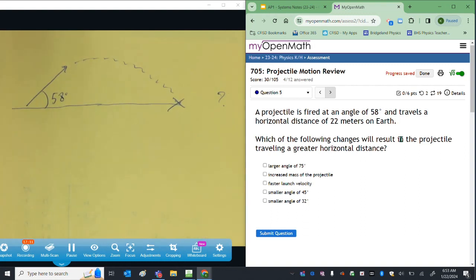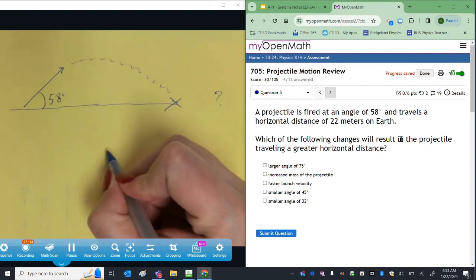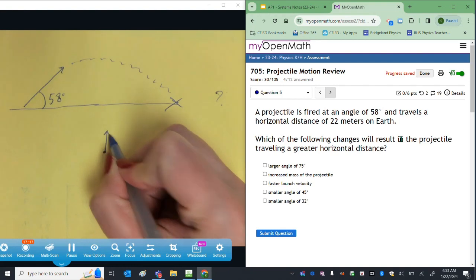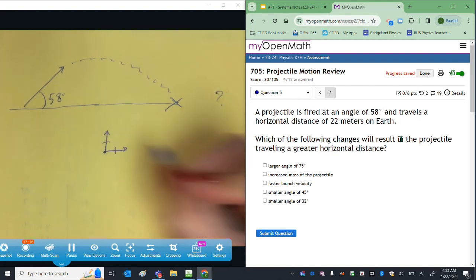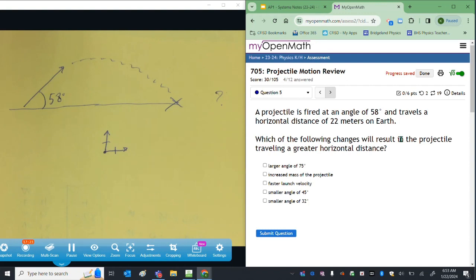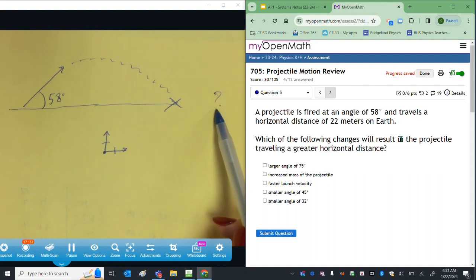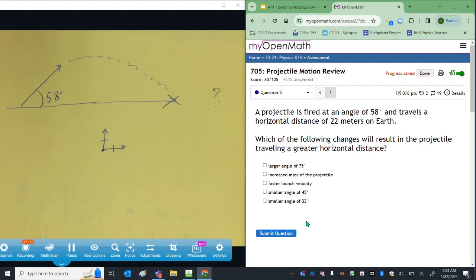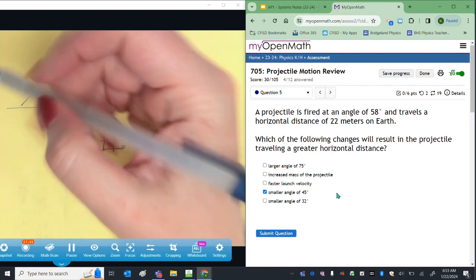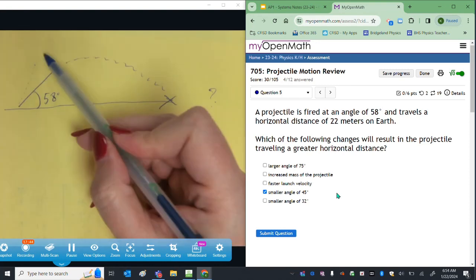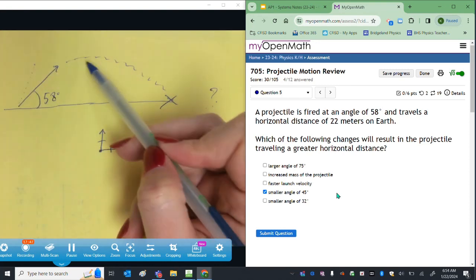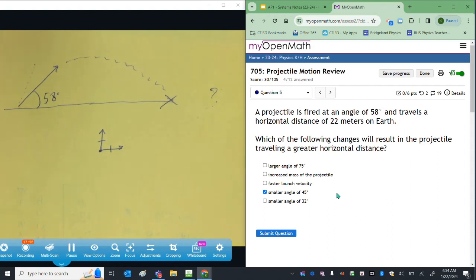45 degrees will be farther than anything else because if you have something launched at 45 degrees, you have an equal amount of forward motion and upward motion. So you have the right combination of the two so that it gets high enough off of the ground, but is also moving forward with enough velocity to carry it even farther than 58 degrees or any of the other numbers up here. So this would give it a greater distance. Making the angle even larger at 75 degrees would make it go a lot higher, but it wouldn't go farther. It would actually go shorter because it would go really high up in the air, but then it wouldn't have enough forward motion to get farther than this. So we're not going to select the first one.